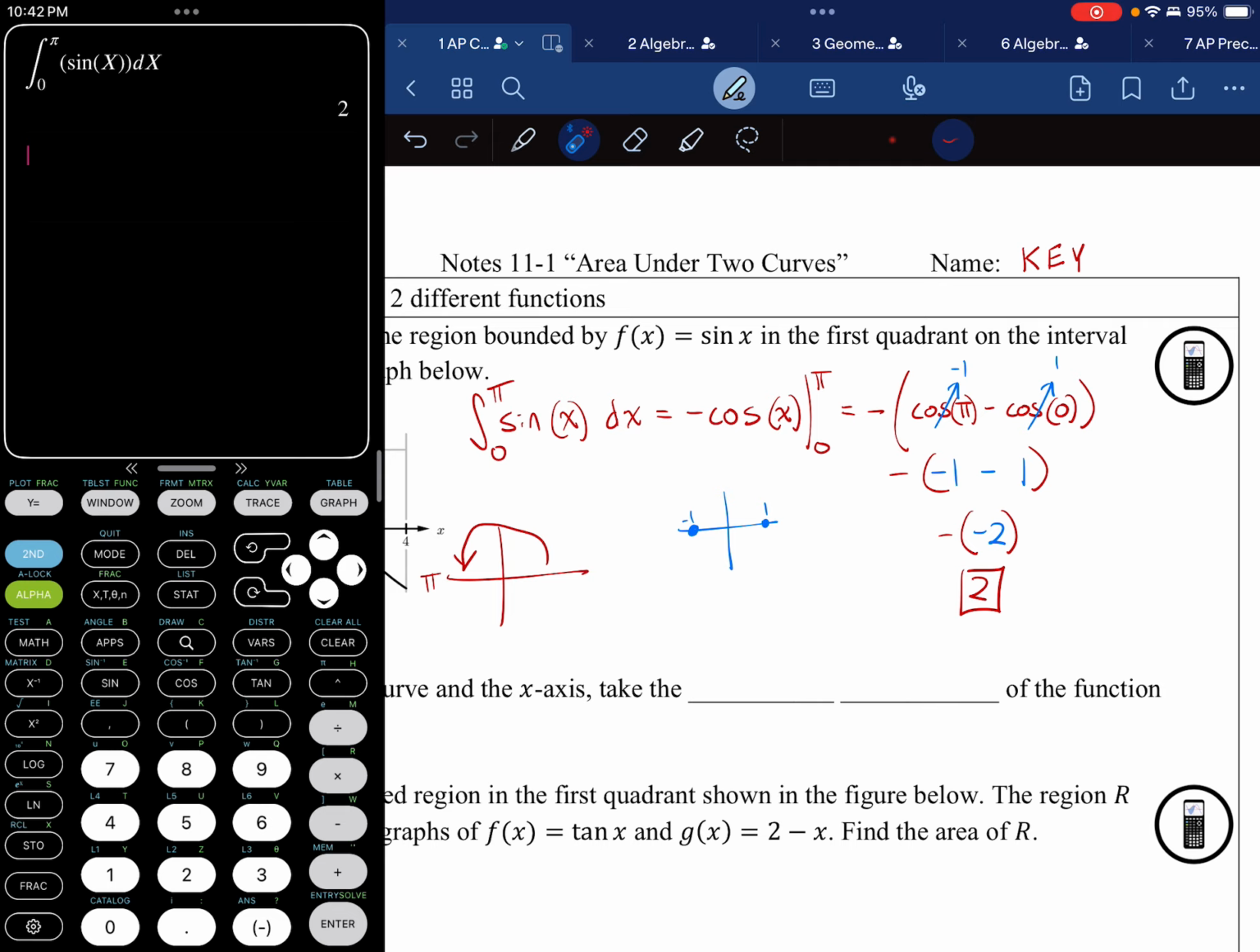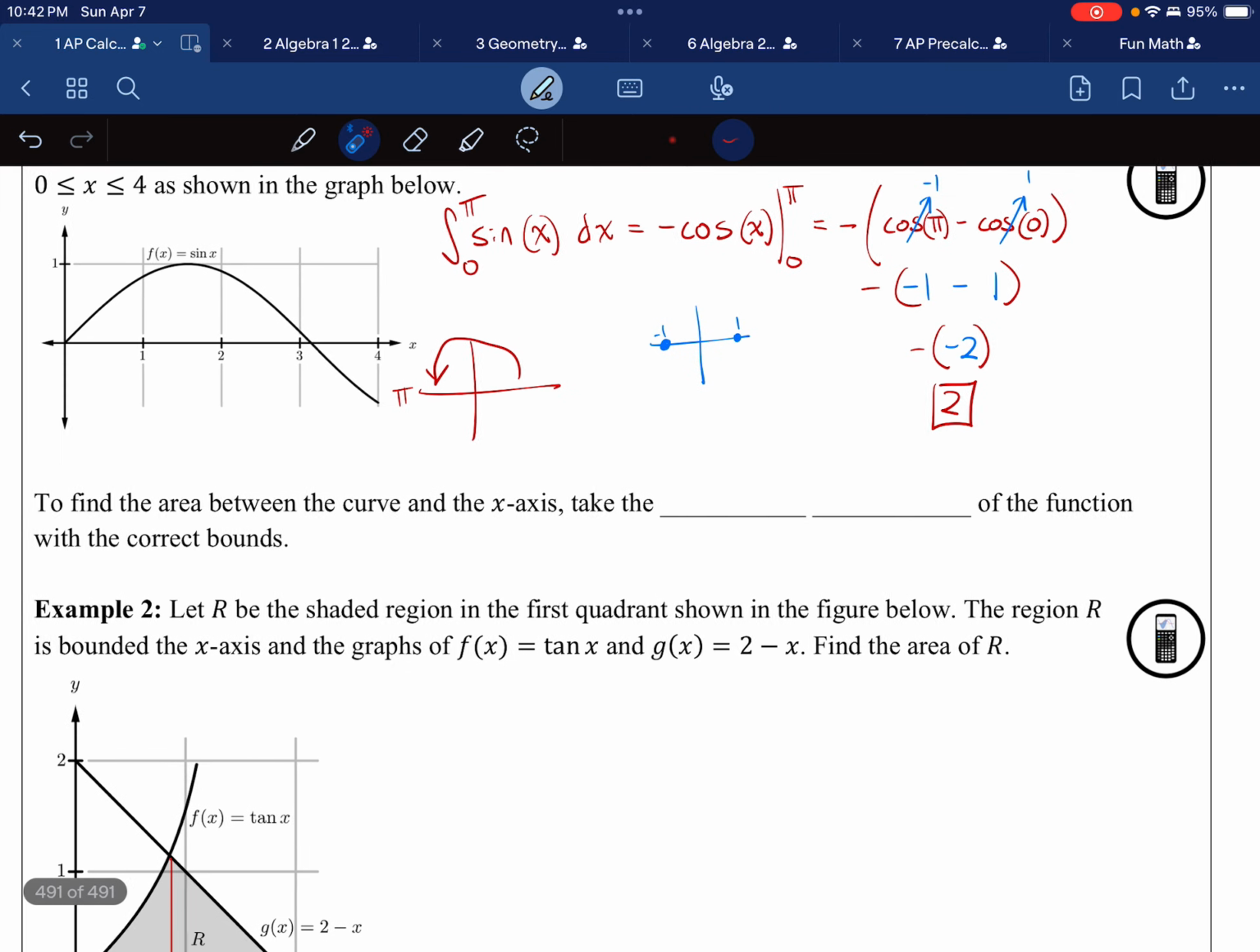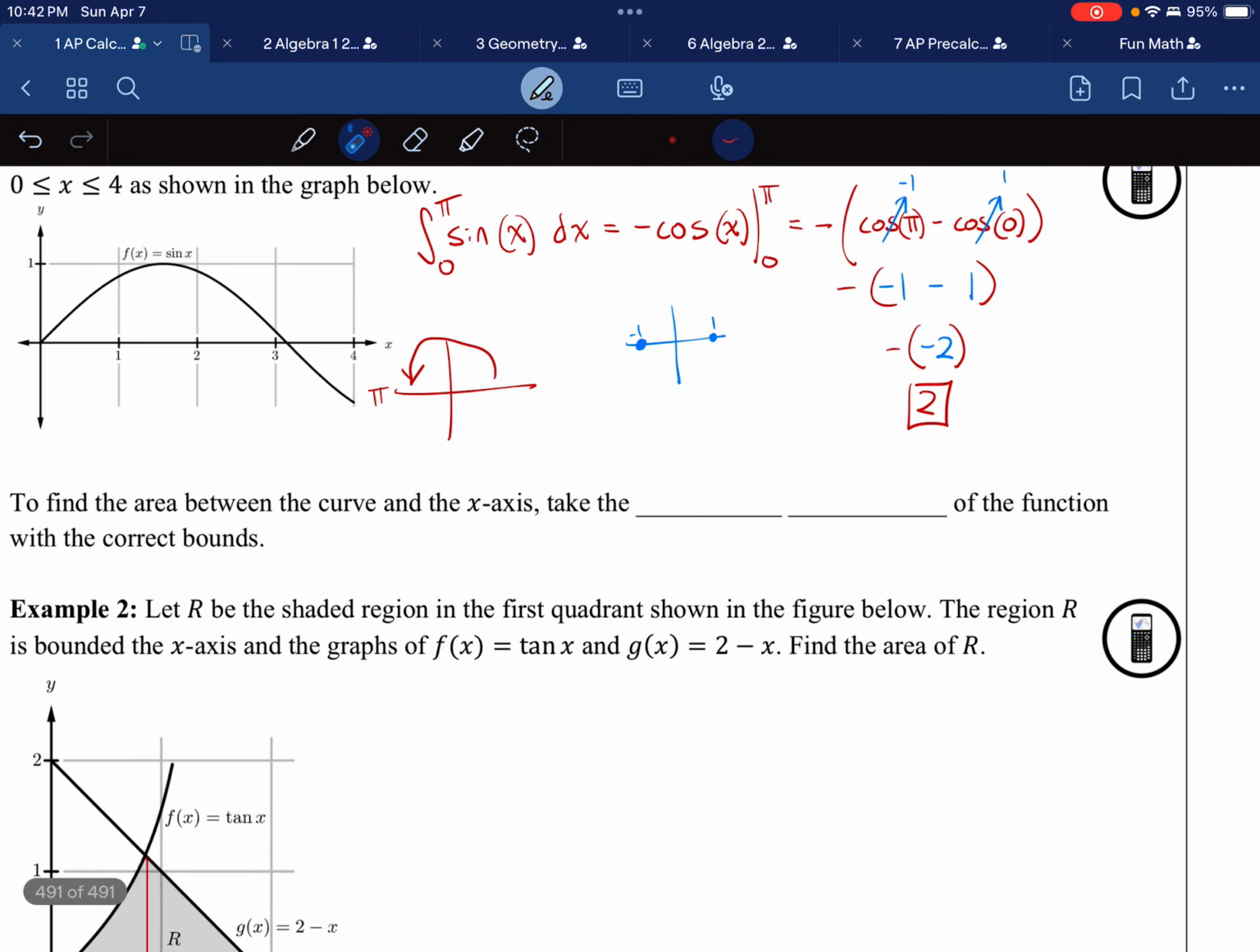So this is just in general: to find the area between the curve and the x-axis, you're taking the definite integral of the function with the correct bounds.